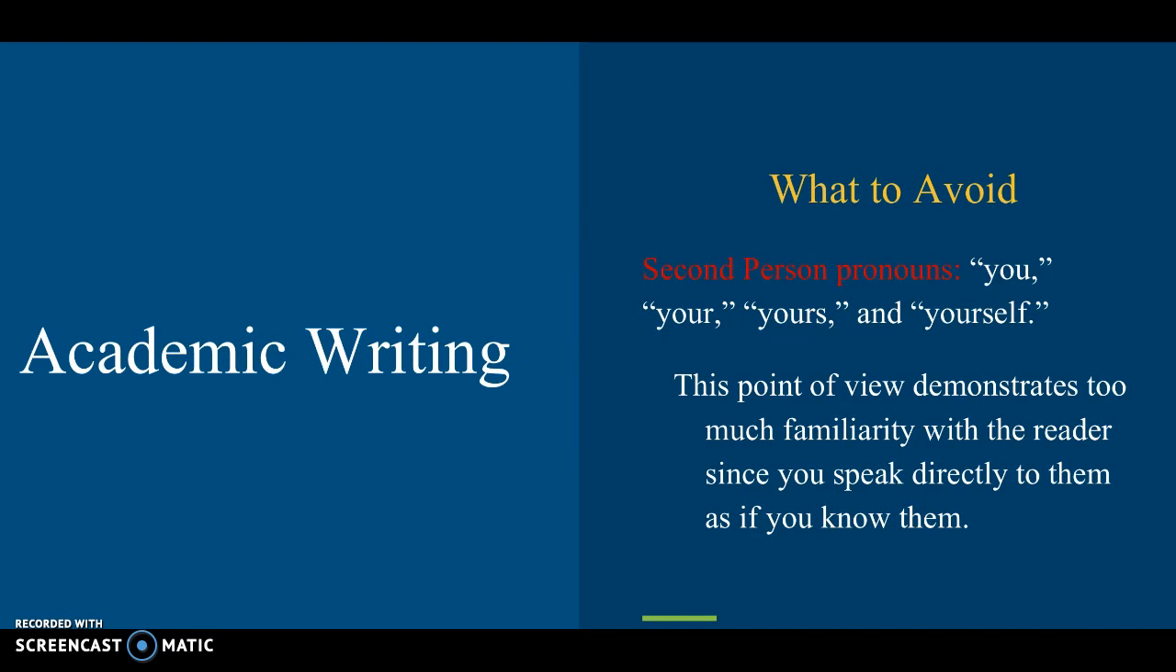The second item to avoid is using second-person pronouns. Examples of that are you, your, yours, and yourself. This point of view demonstrates too much familiarity with the reader since you speak directly to them as if you know them personally.